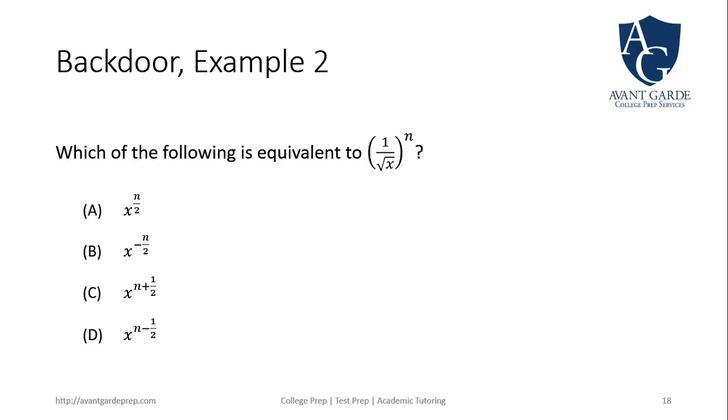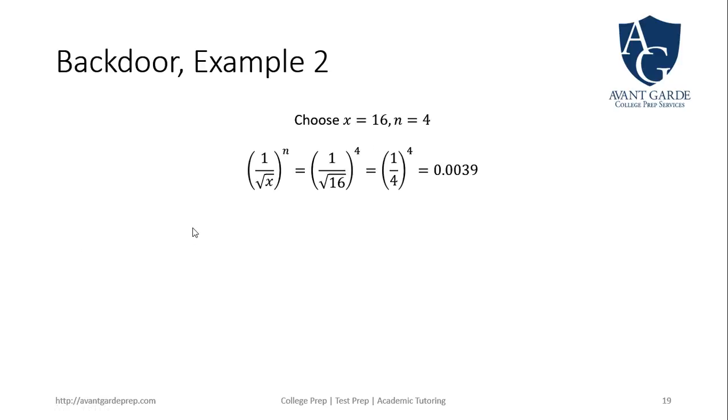So here's another problem, and this one is a problem for advanced math. This is: which of the following is equivalent to 1 over the square root of x to the nth power? And here we have our answer choices.